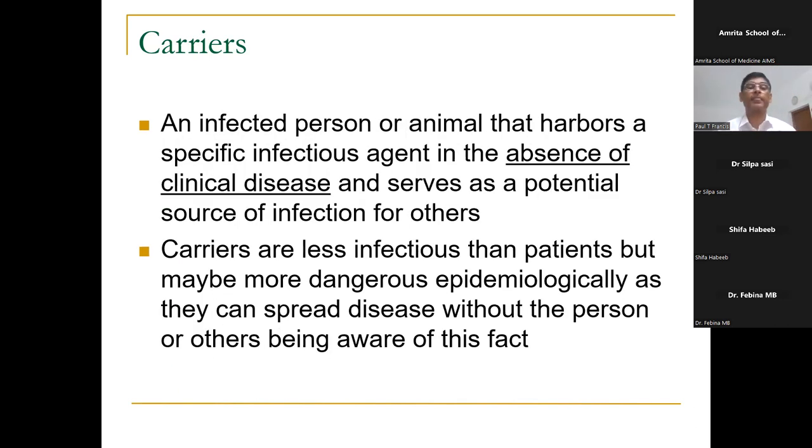Then we have a big group called carriers. Generally, we look at them as very dangerous people. Many of you must have heard of Typhoid Mary, that poor lady who was put in jail because she was allegedly causing typhoid in others. A carrier is an infected person or animal that harbors a specific infectious agent in the absence of clinical disease and serves as a potential source of infection for others. So carriers are less infectious than patients, but may be more dangerous.